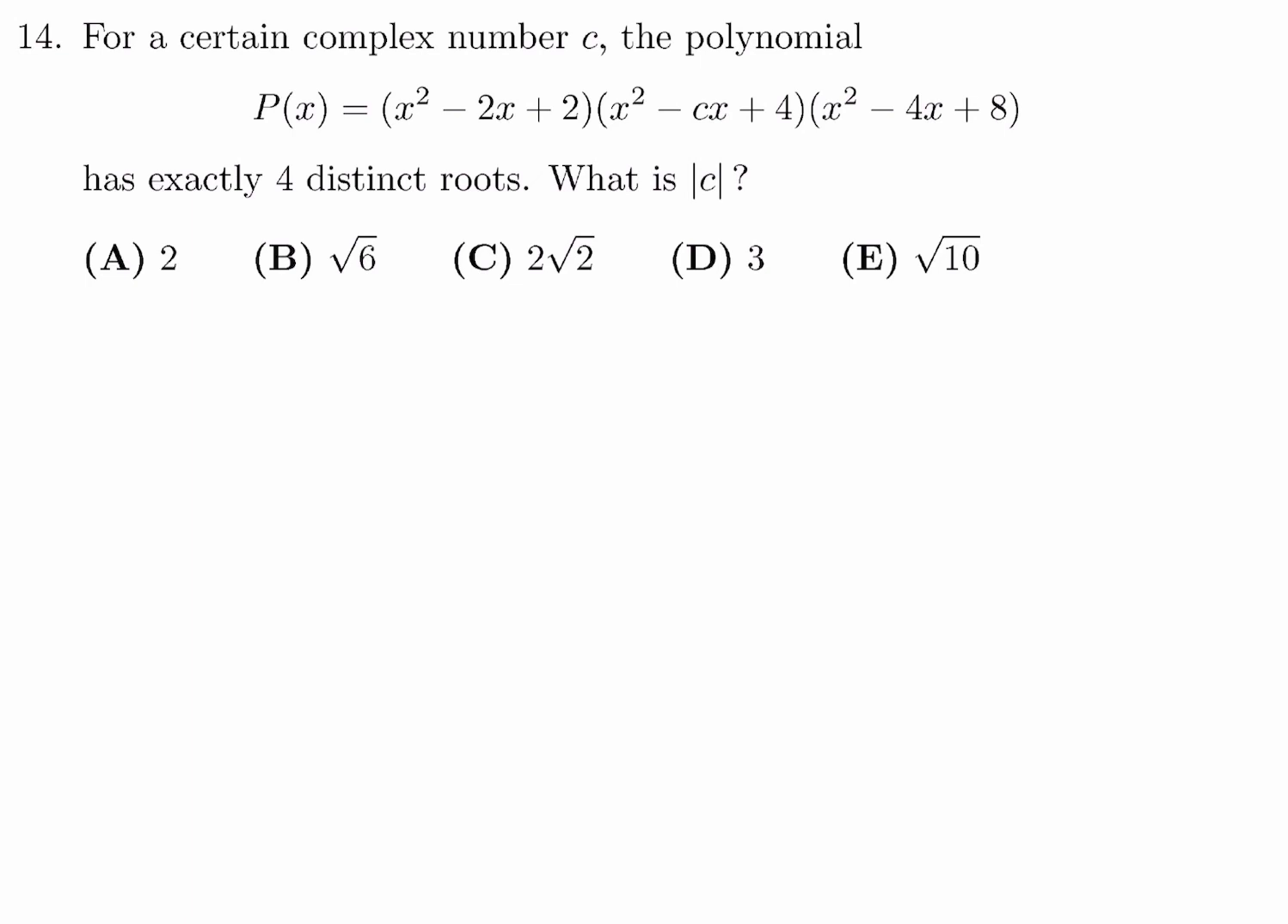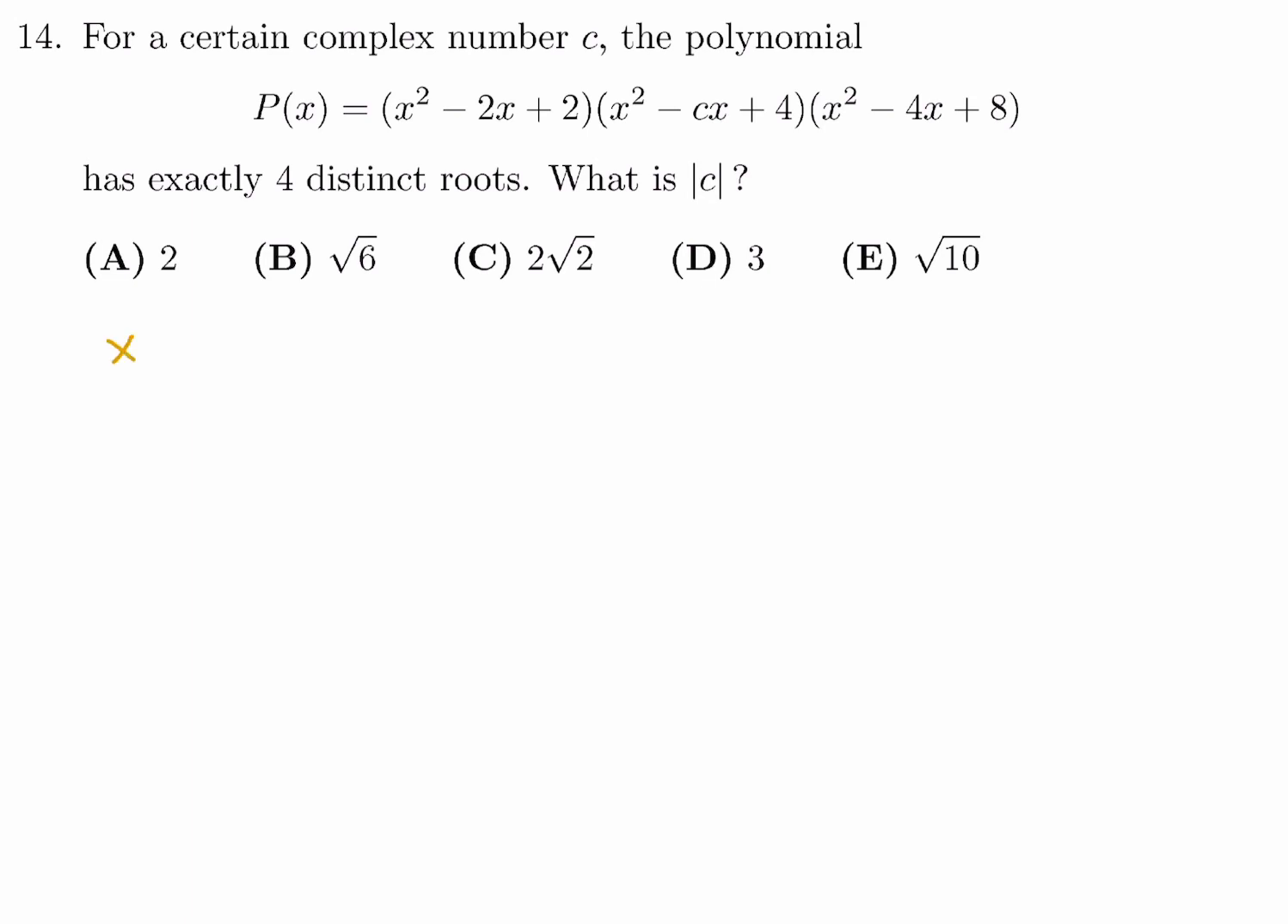For a certain complex number C, the polynomial P(x), which is equal to (x squared minus 2x plus 2) times (x squared minus 6x plus 4) times (x squared minus 4x plus 8), has exactly 4 distinct roots. What is the magnitude of C? All right, well, we have to first figure out what these roots are, and I think those will help me.